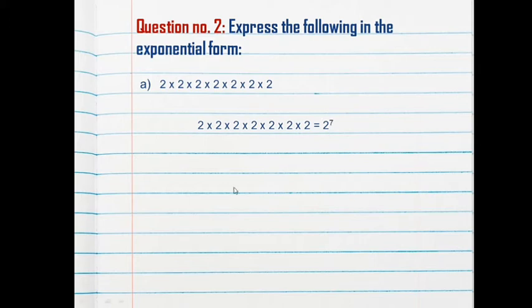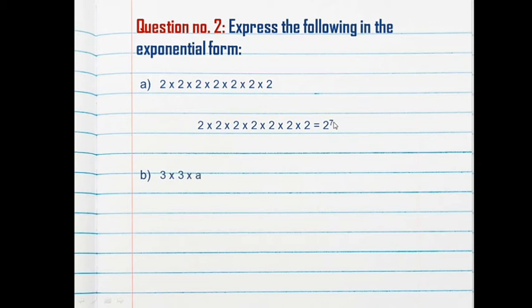So here 2 is multiplied how many times? 1, 2, 3, 4, 5, 6, 7. So 2 is multiplied here with itself 7 times. That's why we will write it here as 2 raised to the power 7, where 2 is the base and 7 is the exponent.